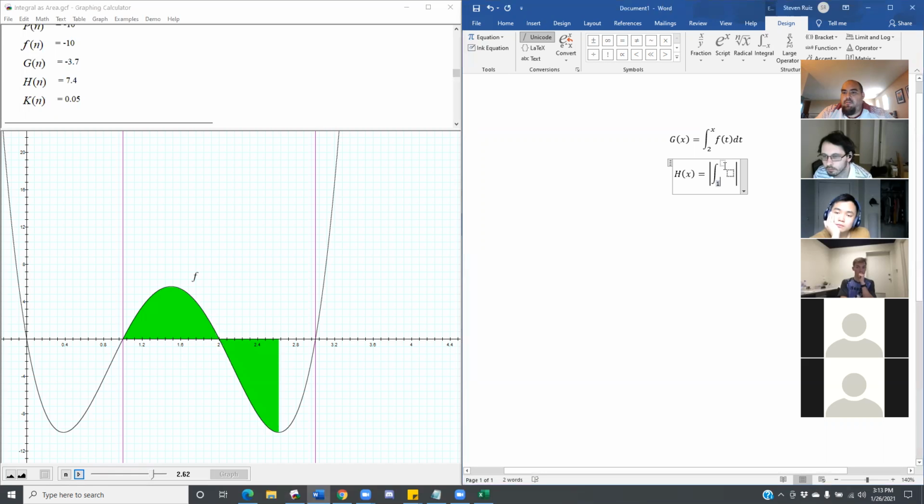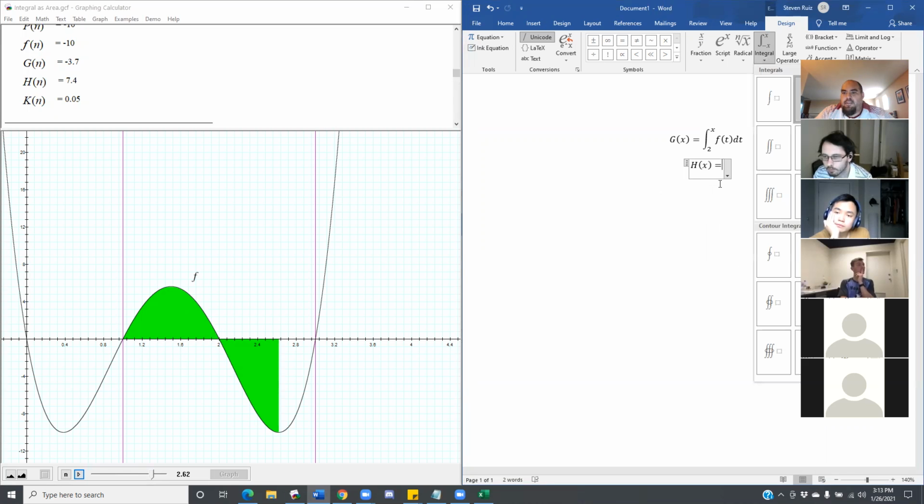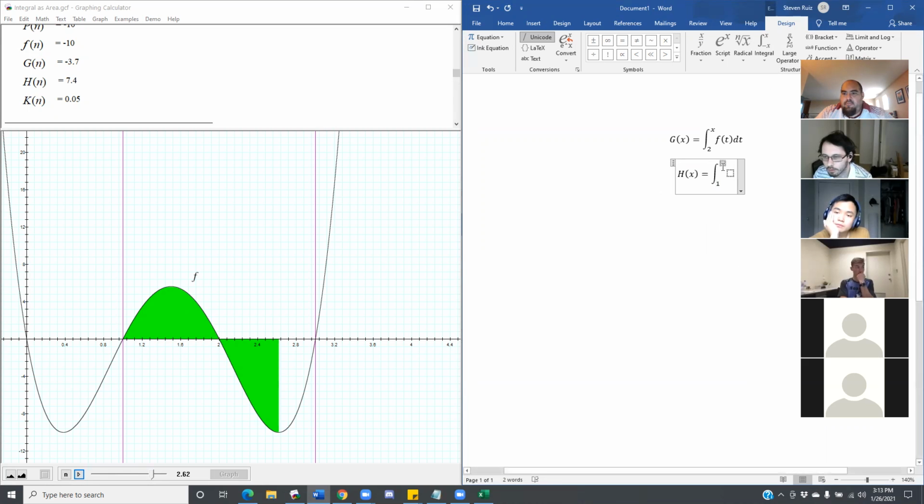So from 1, nope, that is the wrong thing to do. I want the integral from 1 to x of the absolute value of the function. What this will do for me is if the value of f of x gives me something negative, then I'm going to make that positive. That way, every accumulation I give to my area will increase it. It'll be positive.